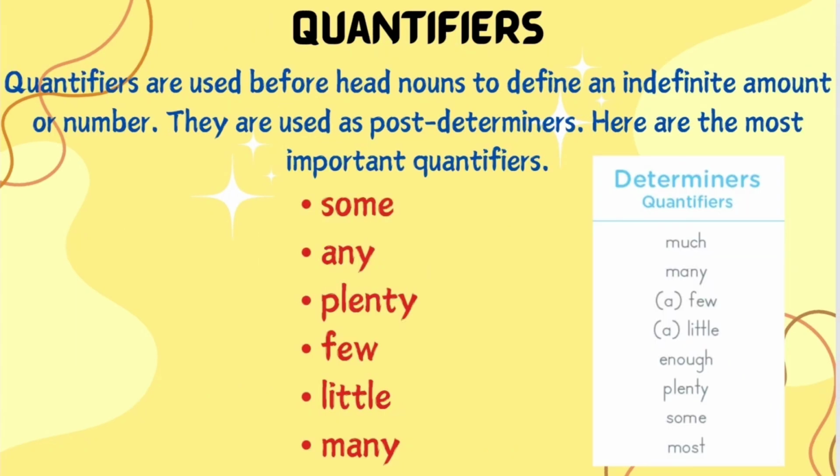The third type of post determiner is quantifier. Quantifiers are used before head nouns to define an indefinite amount or number. They are used as post determiners. So here are some important quantifiers: some, any, plenty, few, little, many, much, most, etc. We use quantifiers when we want to give someone information about the number of something, how much or how many.